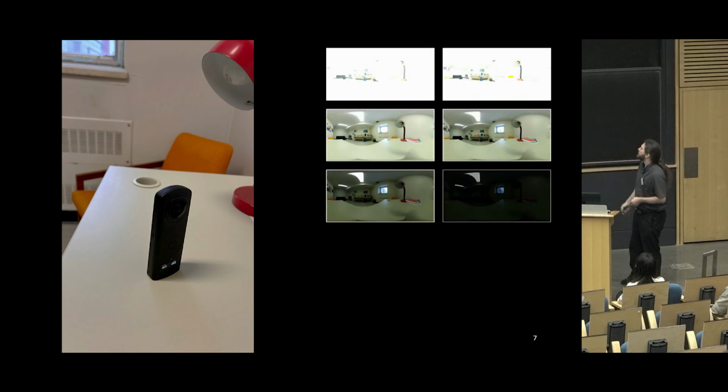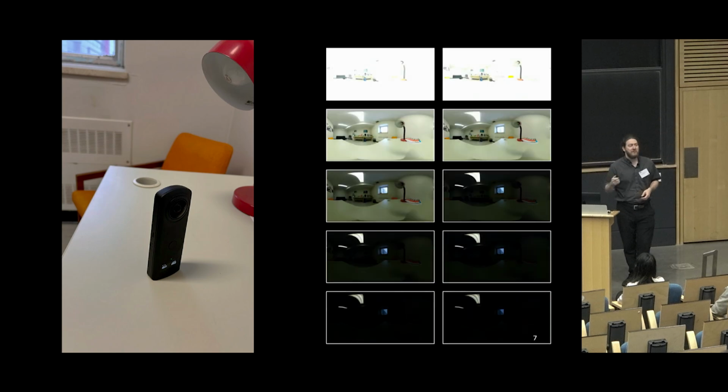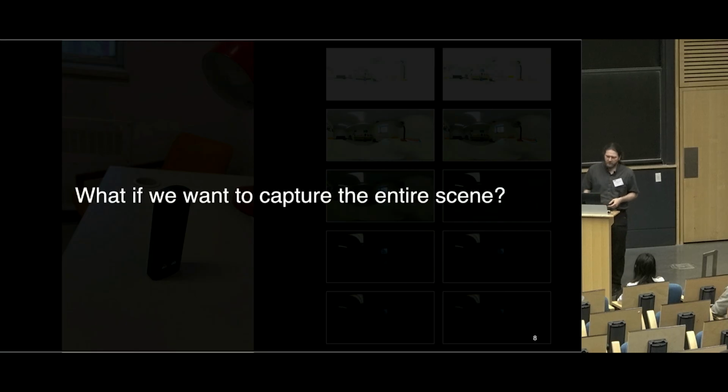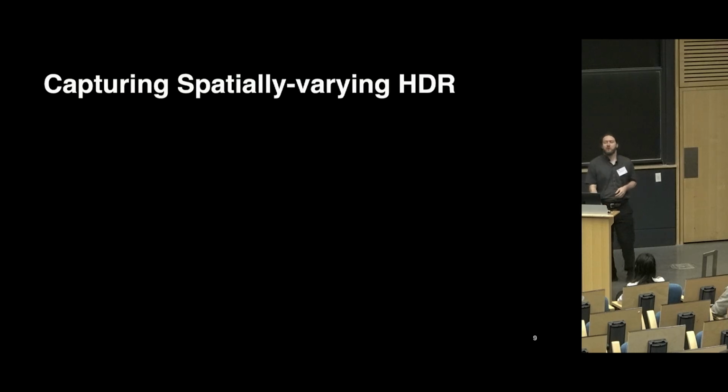In order to do this, we need to take the probe, redo the entire capture, and we need to do this for every position where you want to insert a virtual object or understand the lighting in the scene. Is there a way to do better than this? It turns out we're not the first ones to ask ourselves this question. There's a bunch of people in the literature who have looked into this.